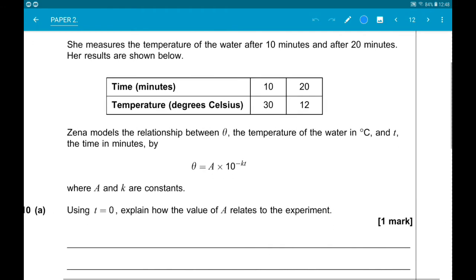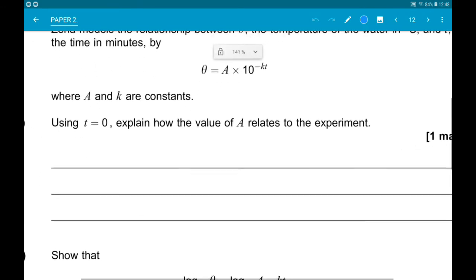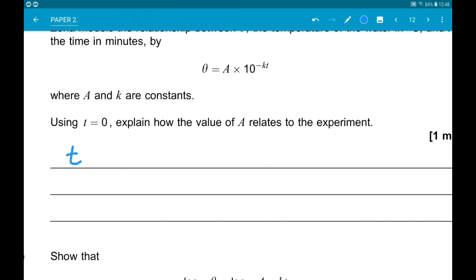Okay, so when T is 0, theta is A times 10 to the power 0, so theta is just A. So A is just the initial temperature of the water.